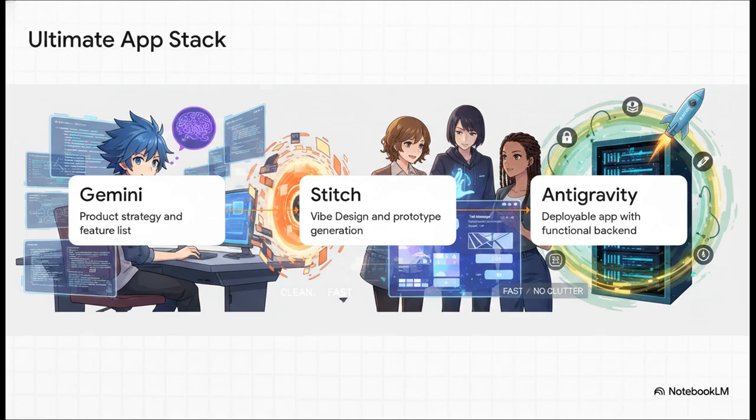Step 3, you export that prototype directly into Google Antigravity. Antigravity takes your new UI and automatically scaffolds the functional backend. We're talking user authentication, data storage, API connections, stuff that used to take agonizing weeks of stressful handoffs between teams. It now takes days. The raw feature list literally becomes a deployable product almost seamlessly.